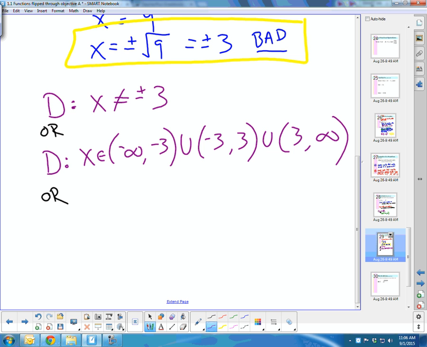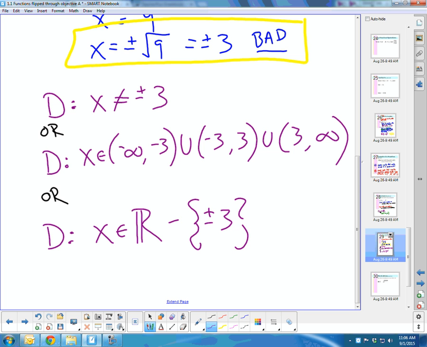Or using set notation, I could say x is all real numbers except, and we would use a curly bracket here, plus or minus 3. That's saying if we think of this as a group, the group of all real numbers, and from that collection, or that set of all real numbers, take out from it, not like an arithmetic subtraction, but like an actual removal of the two numbers plus or minus 3. So I start with every number and I remove plus and minus 3, so it's everything except. And that's another way of writing it.